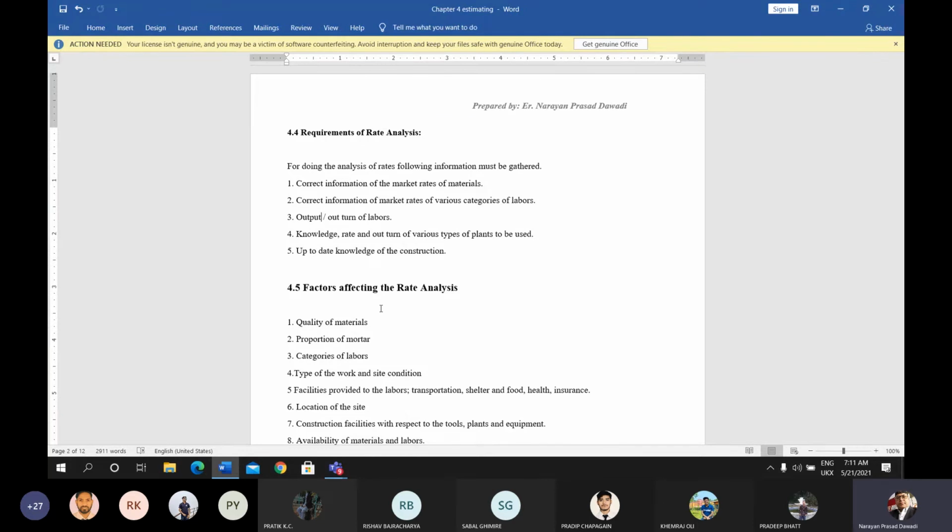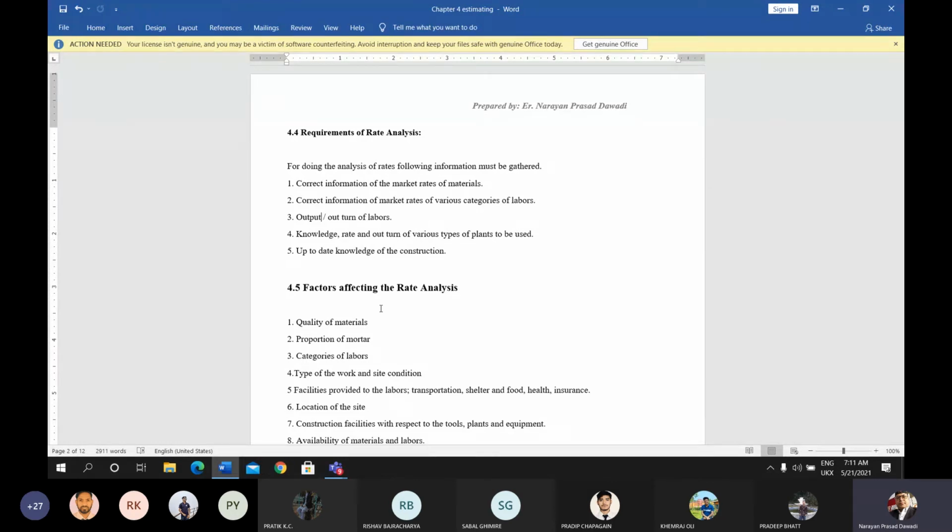Each and every item must be known by the estimator for preparing the rate analysis, for calculating the per unit item cost. So these are the things that must be gathered: information of market rate of material, information of market rate of labors, information of market rate of various types of tools, plants and equipment is known from the district rate. For our case, these are known from the district rate.